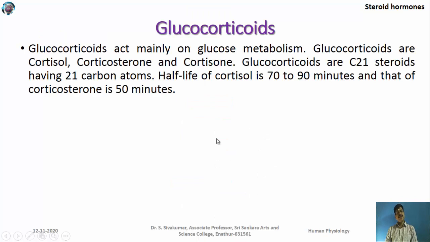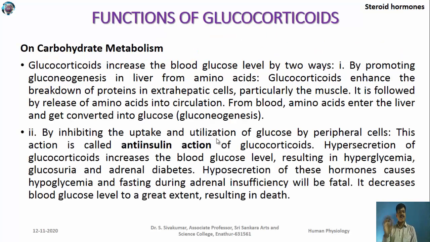So now we will see about the glucocorticoids. Glucocorticoids come under the category of C21 steroids. The half-life of cortisol is 70 to 90 minutes, and in the form of corticosterone it is around 50 minutes. Cortisol, corticosterone and cortisone are the three functional forms of glucocorticoids. But cortisol is the famous functional form of this hormone.